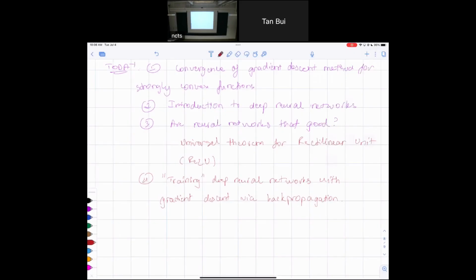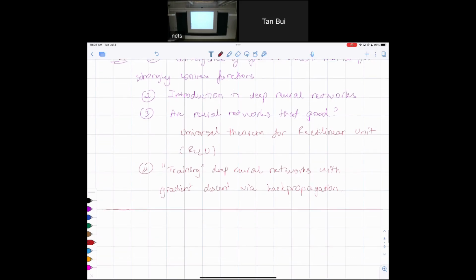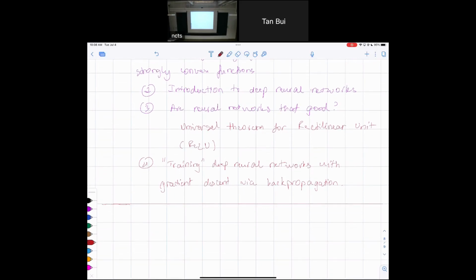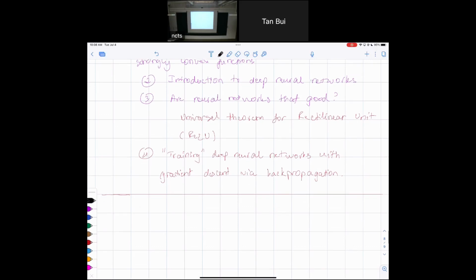We're going to start with the first topic, which is convergence of gradient descent. You need to see it at least once. We don't have to remember it, but at least you should feel comfortable seeing that gradient descent converges, and under which conditions, the simplest conditions.